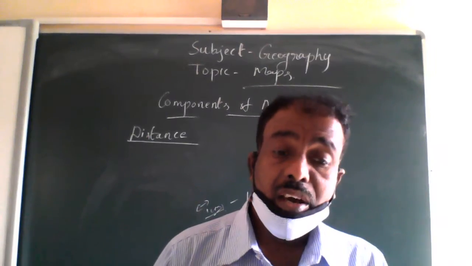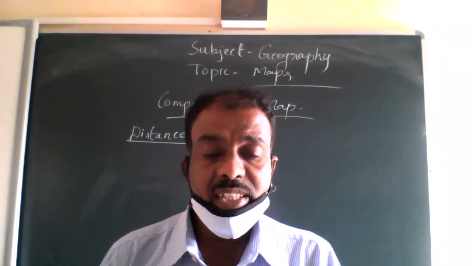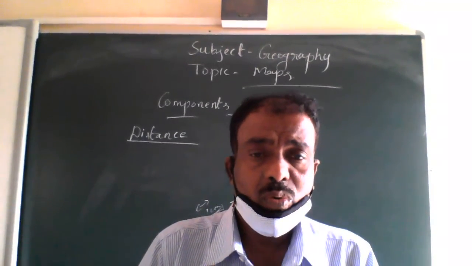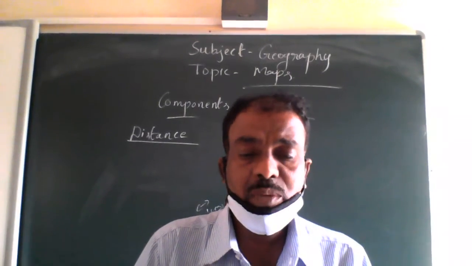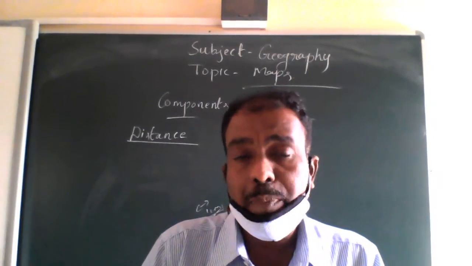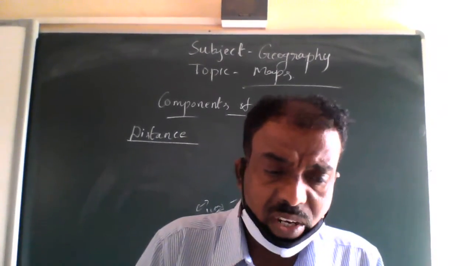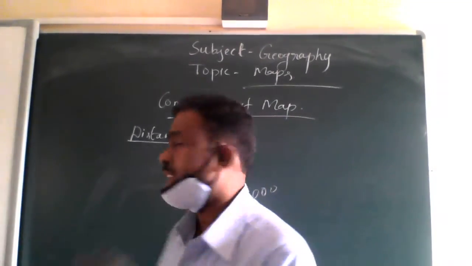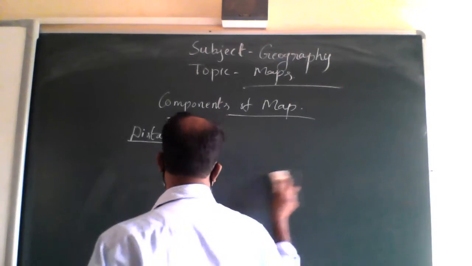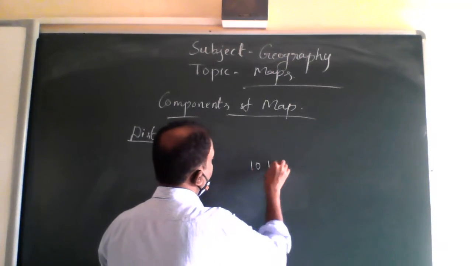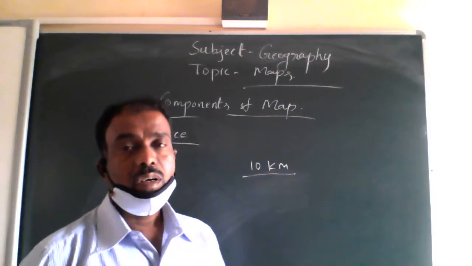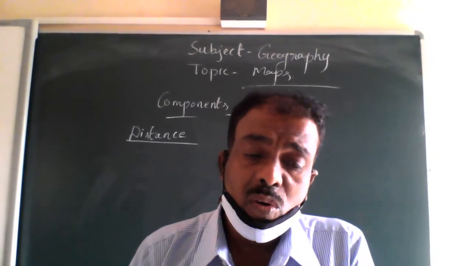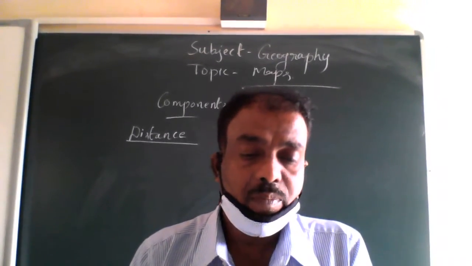Scale is the ratio between the actual distance on the ground and the distance shown on the map. For example, dear students, the distance between your school and your home is maybe 10 kilometers. To reach school from your home, the distance is about 10 kilometers.